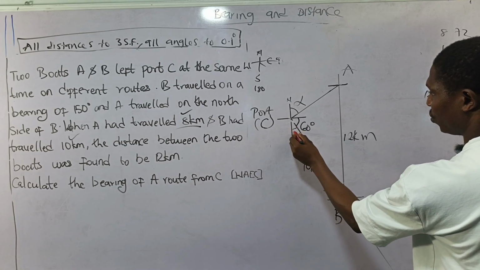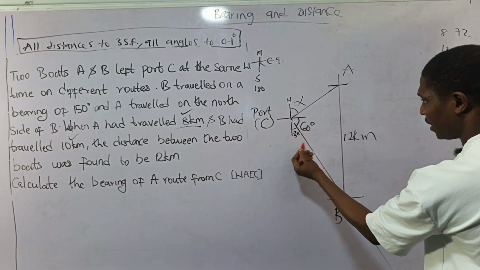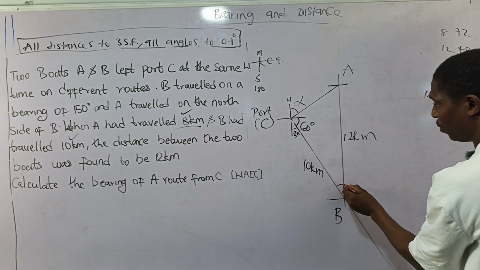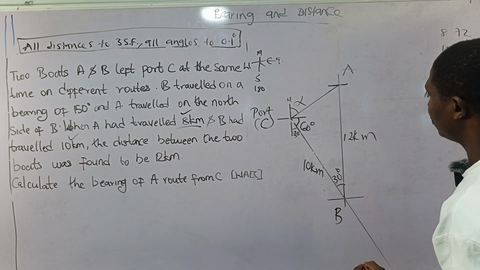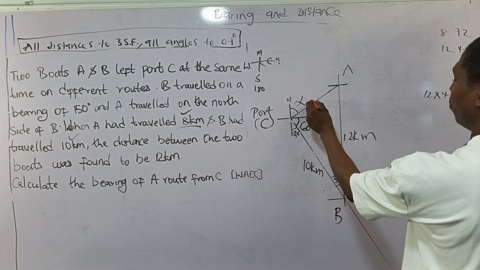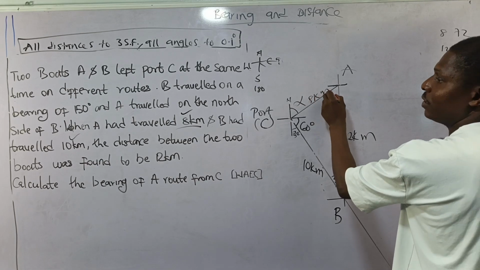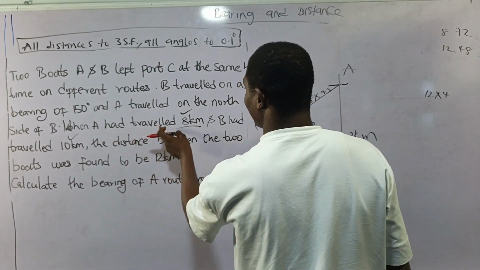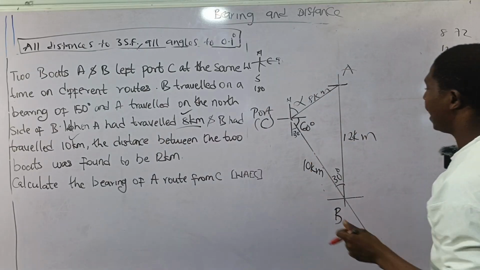Remember, this must be 40, this must be 30. So the alternate angle here must be 30 degrees. What else do I need? And this is my 8 kilometers, because when A had traveled 8 kilometers, it must travel away from the port. Now, I have 3 sides.